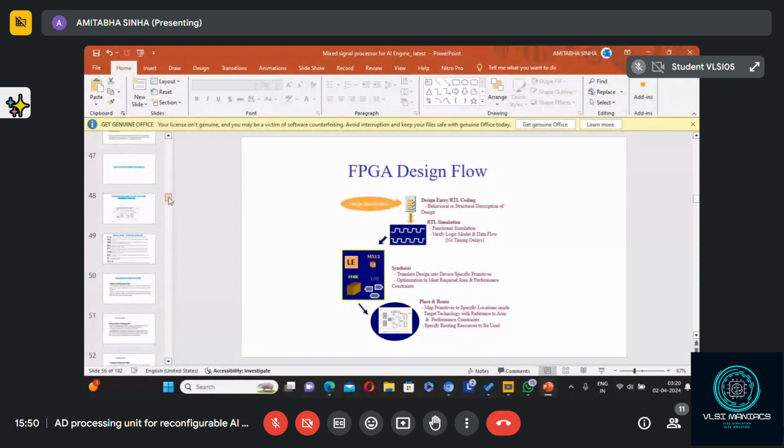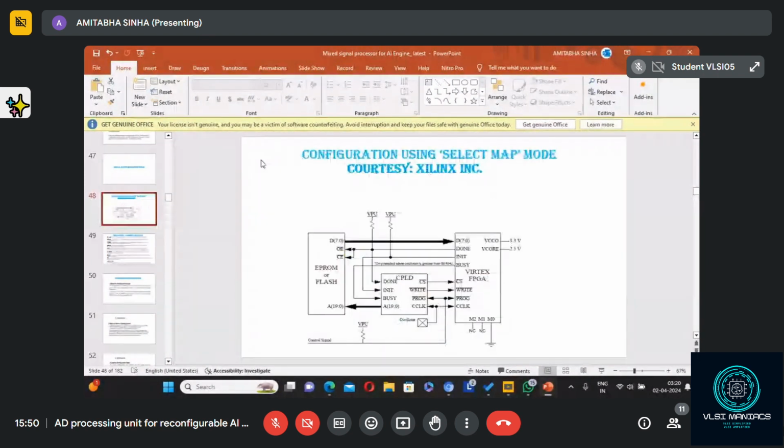Once we understand it, then slowly we are going for designing an AD processor. AD processor means analog digital combined processor within the same chip. One is the analog processing, another is the digital processing. Now the question, why do we require it? Already I have discussed what are the reasons for using analog, what are the reasons for using digital.